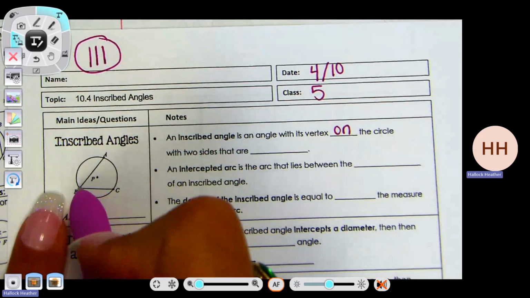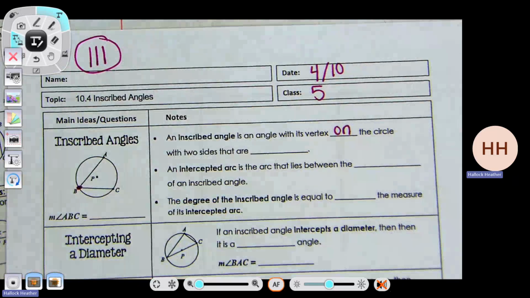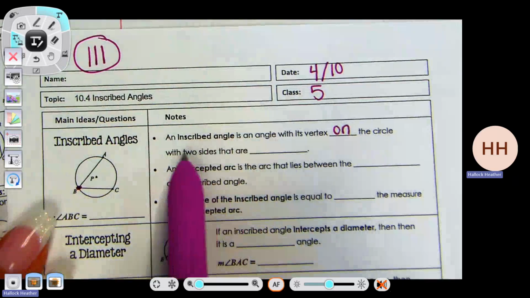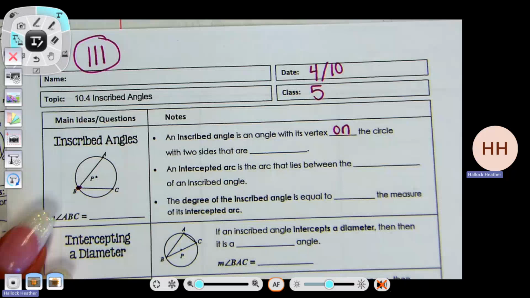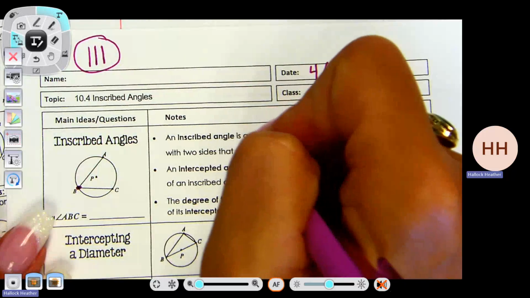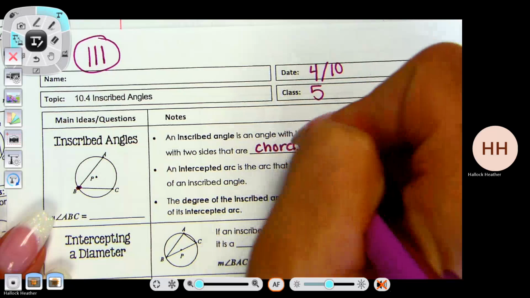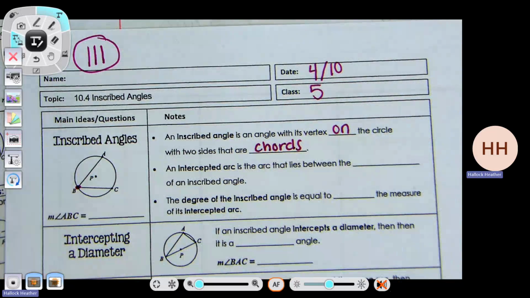So this is like my vertex B. That's what's opening up to make the angle. The two sides are not radiuses or radii this time. The two sides are chords, which is what we learned about yesterday. So chords are just lines that connect. The vertex is connecting the chords.